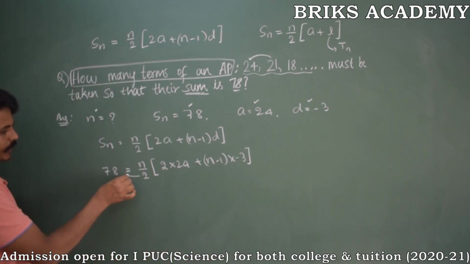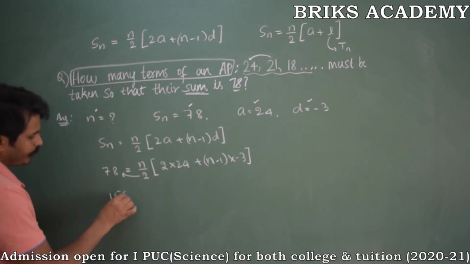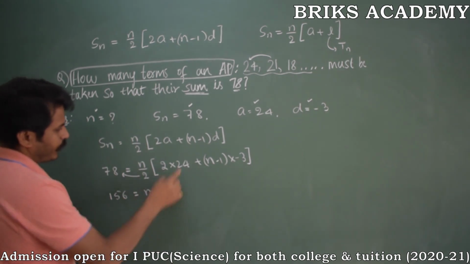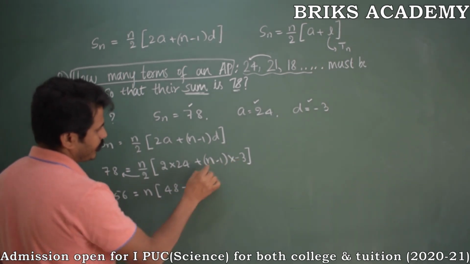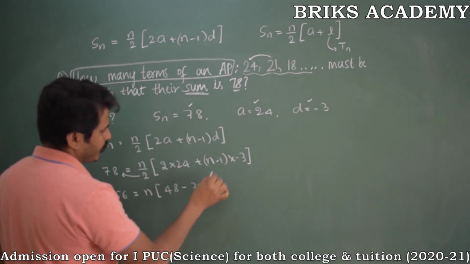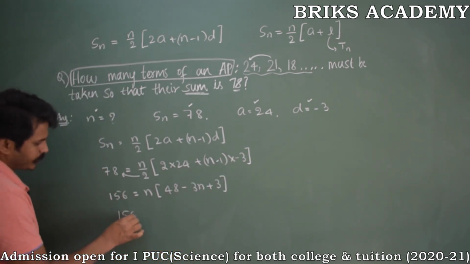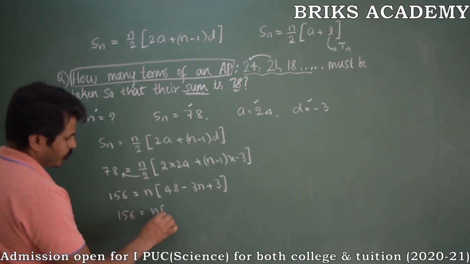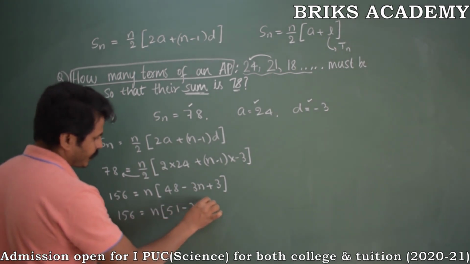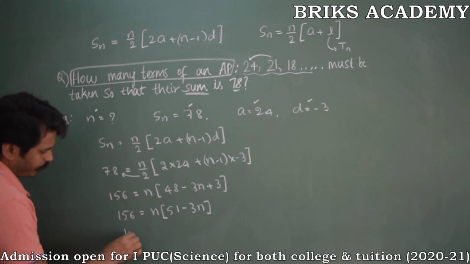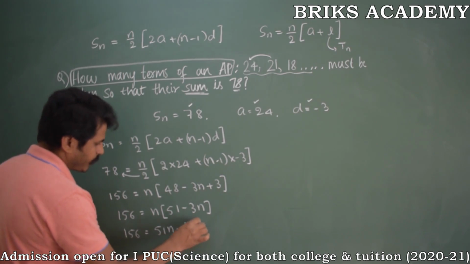That is, if I cross multiply this, 78 twos are, how much is it? 156 is equal to n into 24 twos are 48, this is plus into minus minus 3 into n, 3n, minus into minus plus 3 into 1, 3. That is 156 is equal to n into 48 plus 3, how much is it? 51 minus 3n. If I multiply n, 156 is equal to 51n minus 3n square.